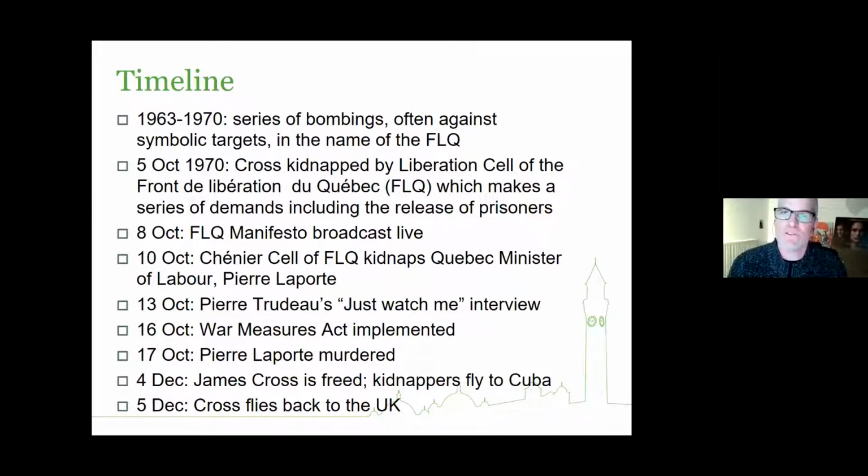And then there's weeks and weeks of wondering what's happened to Cross. Has he been killed as well? Eventually the police, through their work, through informants, discover the house where Cross is held, and surround the house. Negotiations take place with the kidnappers. They agree to release Cross. In return, the Canadian government allows them to fly to Cuba. So that's the 4th of December. And then literally the next day, Cross flies back to the UK, which is where I pick up my paper.